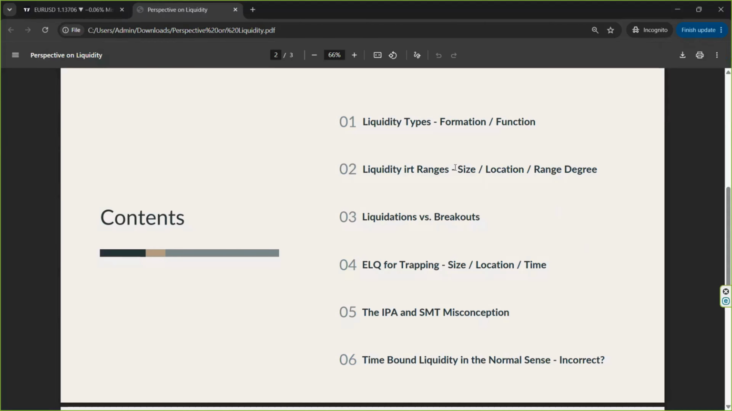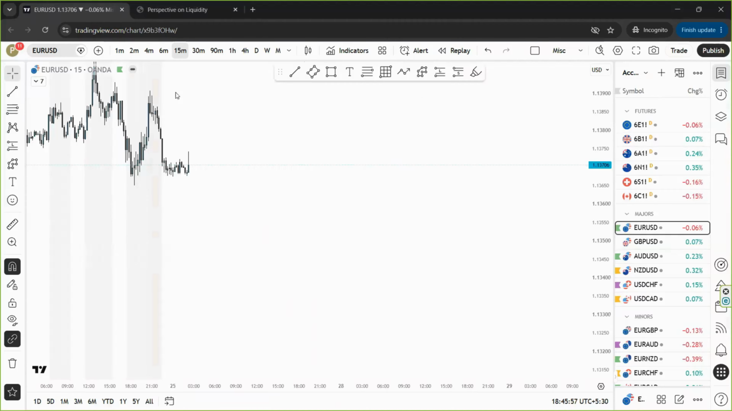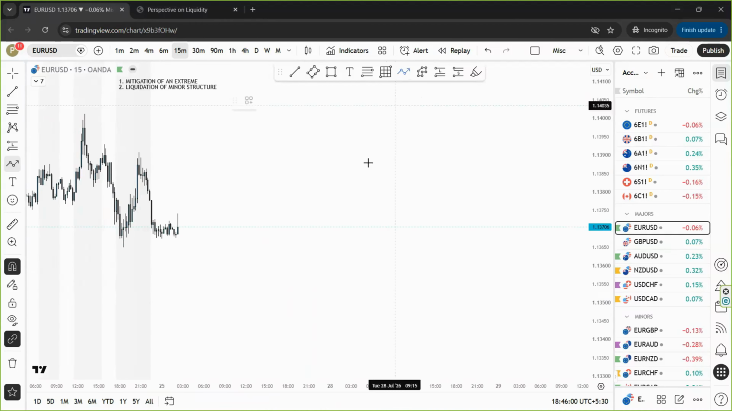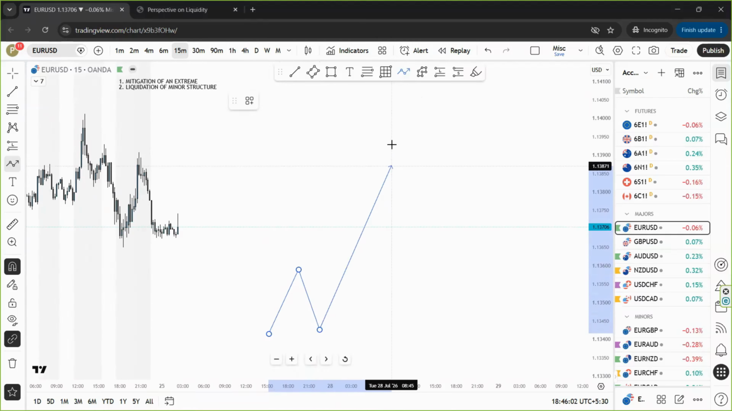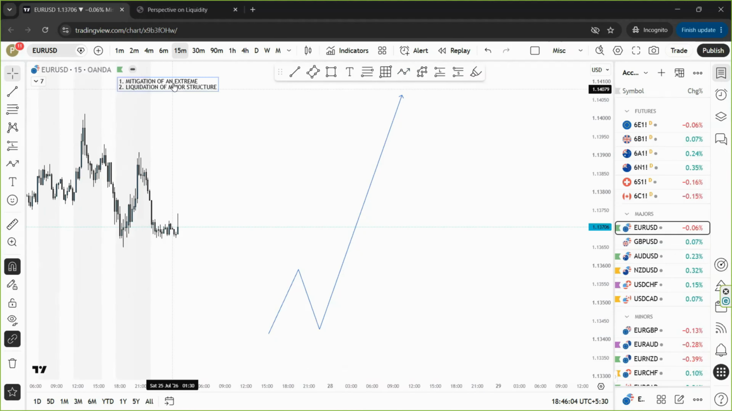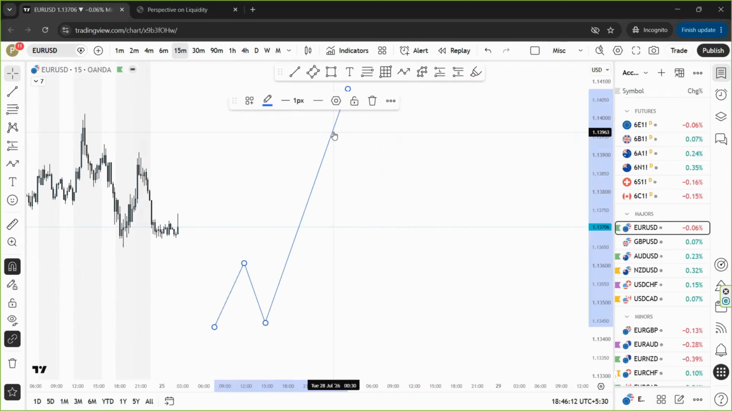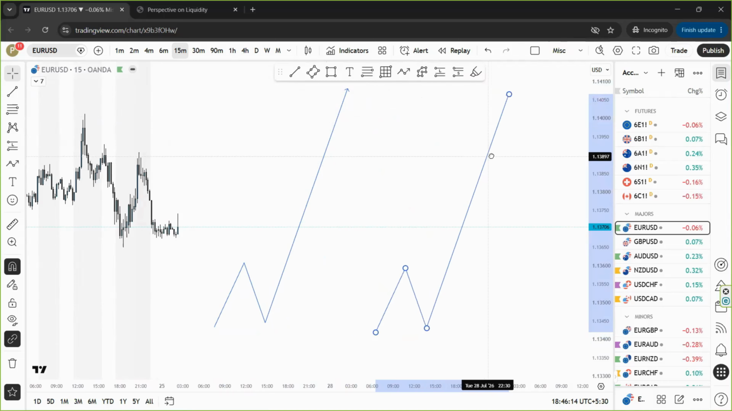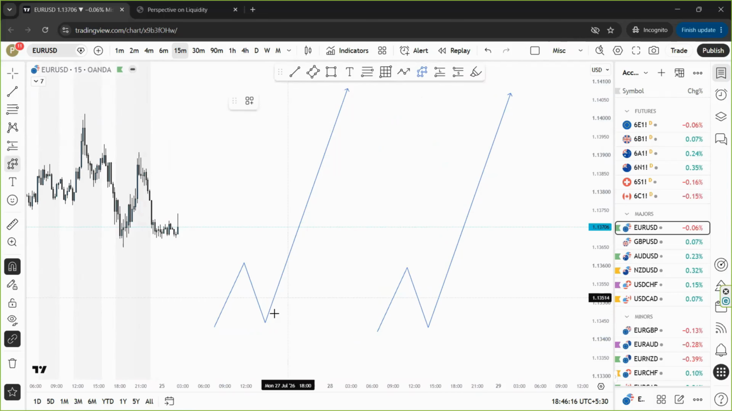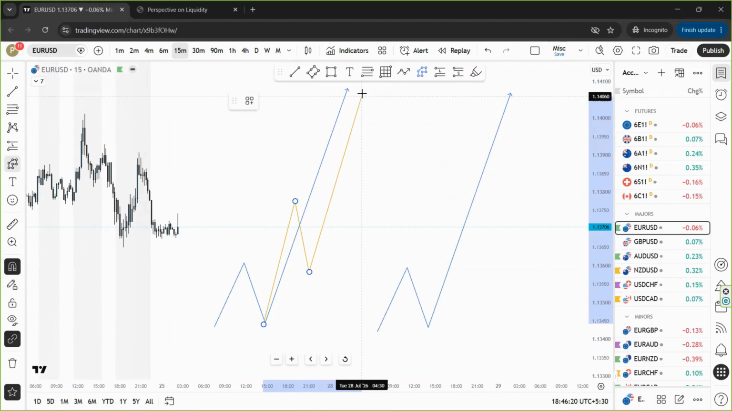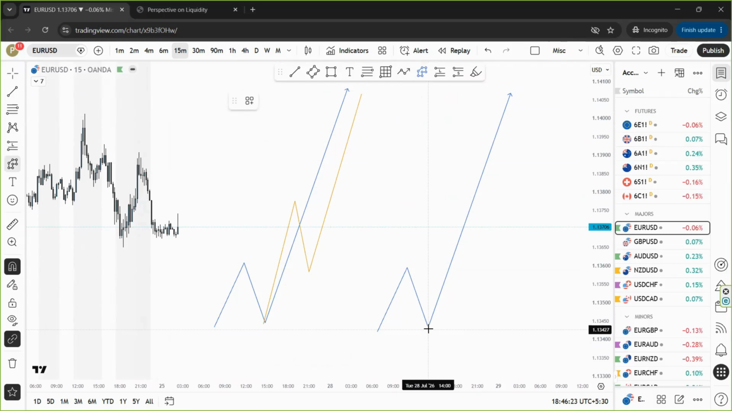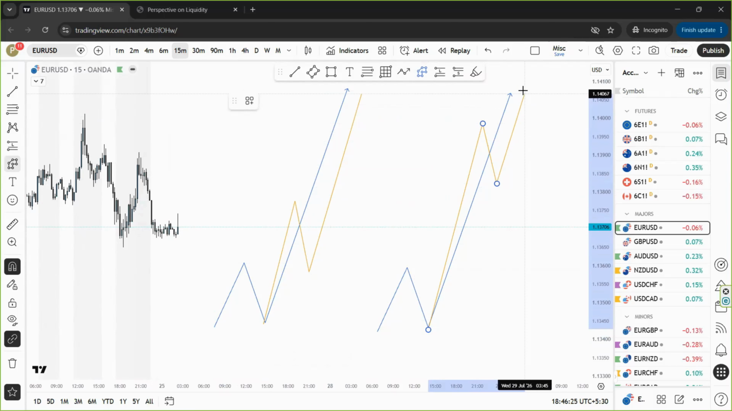Now when we come to size and location, this is going to be important. When we consider a range again, you may have any form of liquidity of what we discussed at different points of this range. So for example, you can have two scenarios here, same range. One, you could have liquidity somewhere here, something like this. And here you could have it somewhere like this.